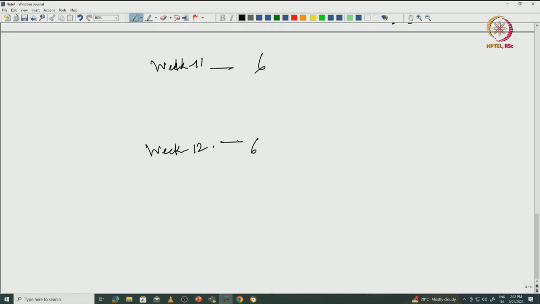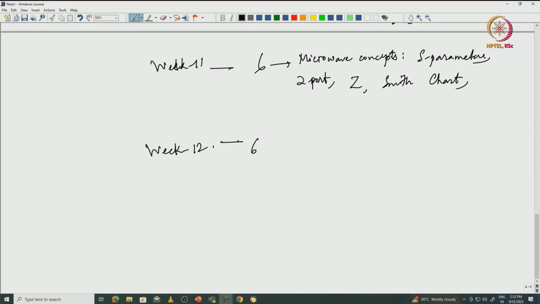Because these are the last 2 weeks, in week 11 and week 12 we will introduce some of the basics of microwave engineering concepts. We will introduce concepts such as S parameters. We talk about 2 port Z parameters, network analysis for instance. We will talk about the concept of impedance. We will also introduce the Smith chart very briefly, and we will talk about the concept of impedance matching. Z matching is impedance matching.